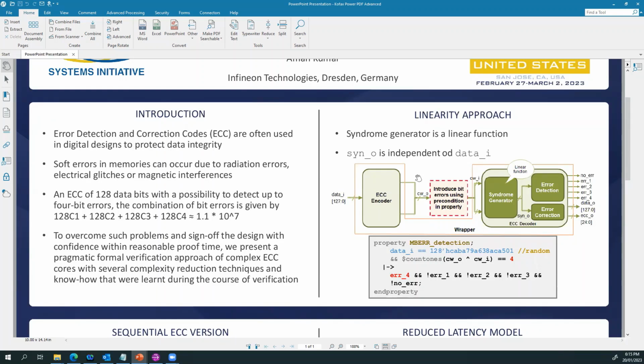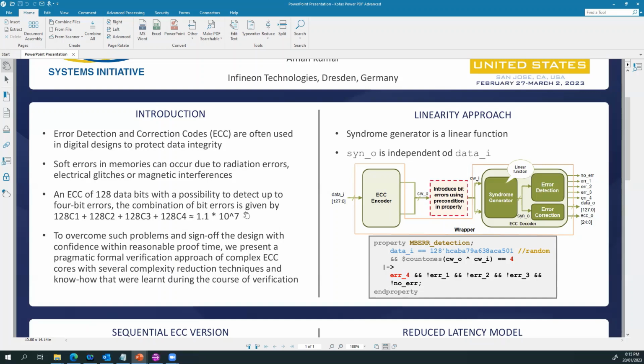Now, there could be some soft errors which may cause data corruptions, and these soft errors in memories can occur due to various reasons such as radiation errors, electrical glitches, or magnetic interferences. Now, the ECC that we have has a data width of 128 bits with a possibility to detect up to 4 bits of error, as I said. Therefore, the combination of bit errors is given by this formula mentioned here, and it's too huge for any formal verification tool.